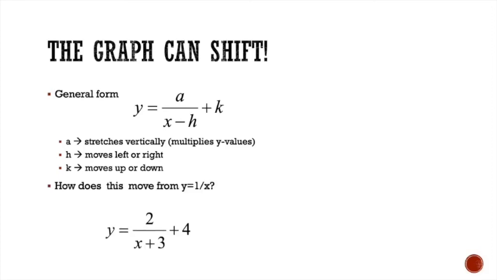All right. So where is this going to shift? Up how much? Down how much? Up 4. Left or right? Left 3, towards the -3. It's opposite. And that 2 is just going to stretch it some. Your graphing calculator will help you do that part. Those are going to help you find your asymptotes when you're moving it.